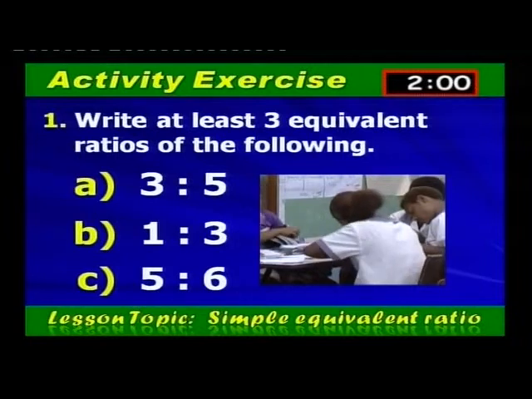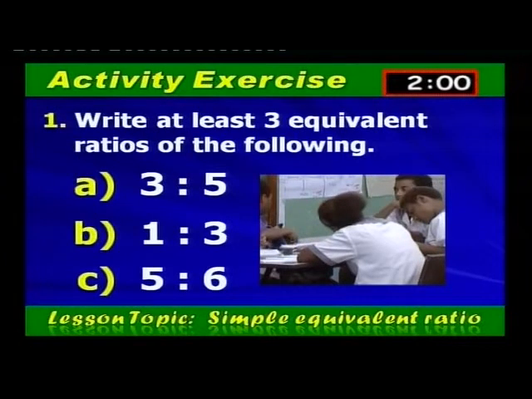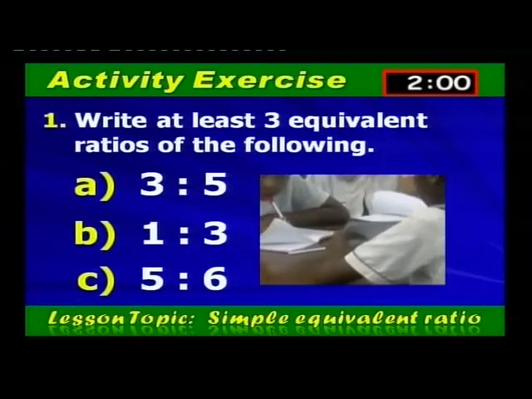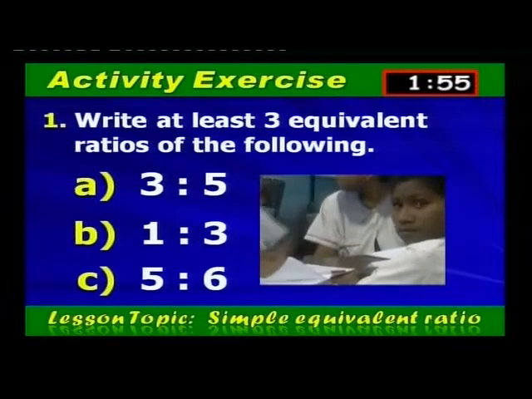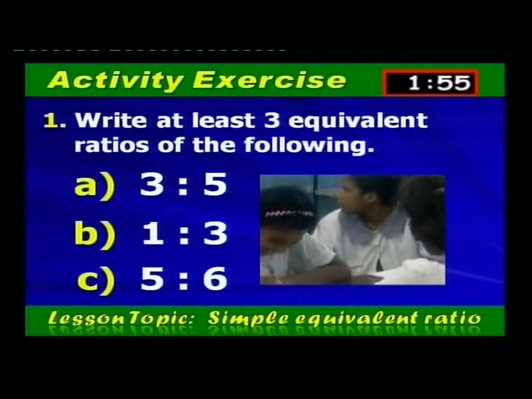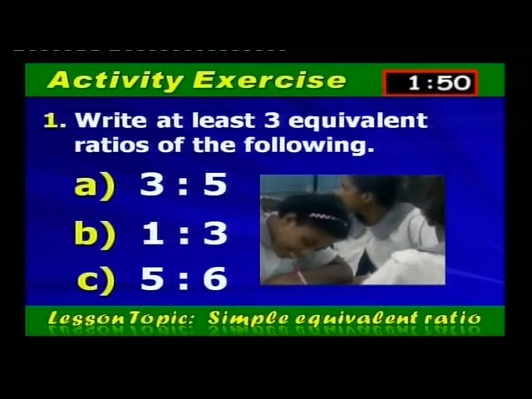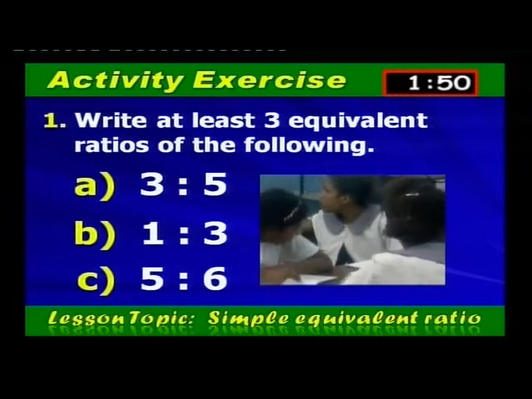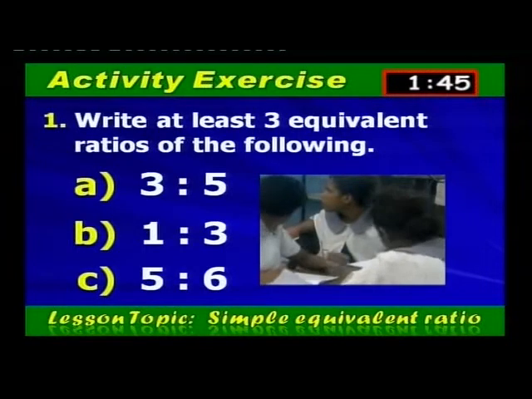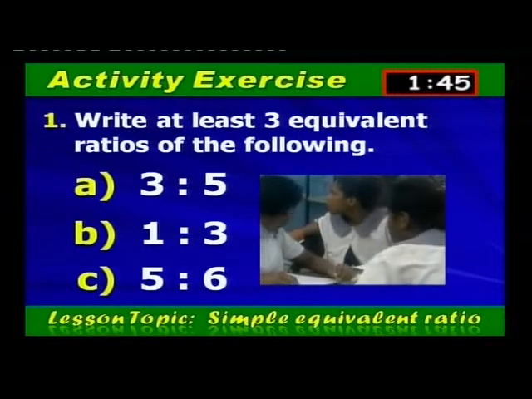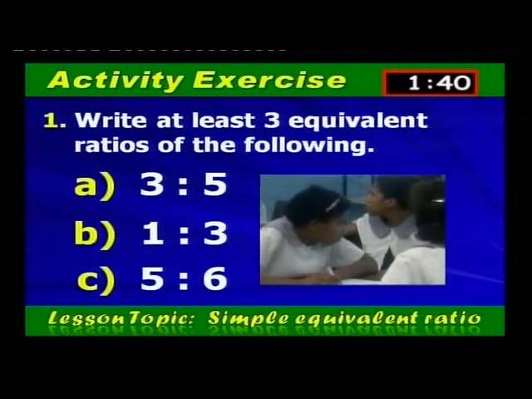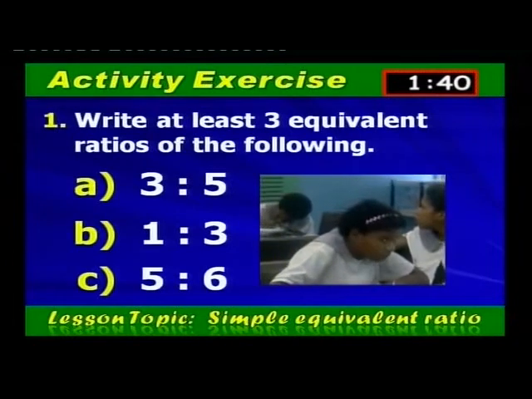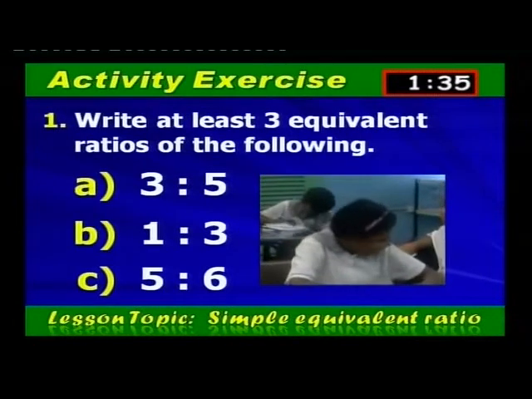Okay, class, listen. If you cannot write 3, just write at least 1, okay? Just write at least 1 equivalent ratio for each, and maybe for your homework, you can write the other 2. So if you wrote 1 equivalent ratio for each, that's still okay, good.